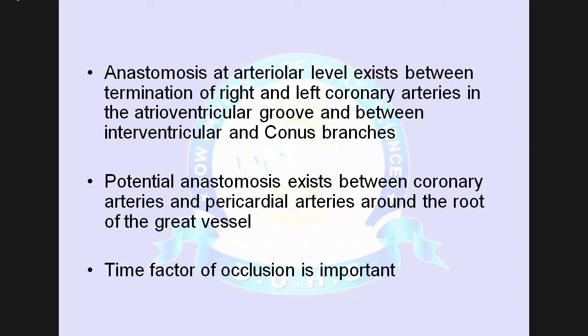Anastomosis at the arterial level exists between the termination of the right and left coronary arteries in the AV groove and between the interventricular and the conus branches, which I did mention. Some anastomosis exists between coronary arteries and pericardial arteries around the roots of the great vessels.